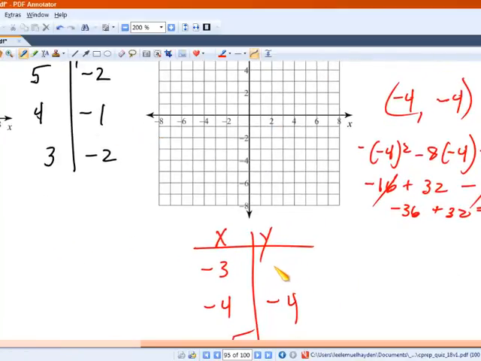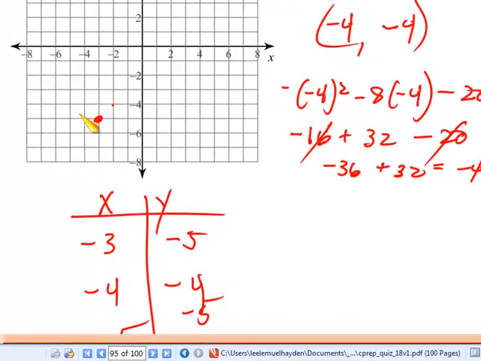Okay, I'm going to have a negative 5. So my 3 points are going to be negative 3, negative 5, negative 4, negative 4, and negative 5, negative 5. Connect the dots, and I have my parabola.